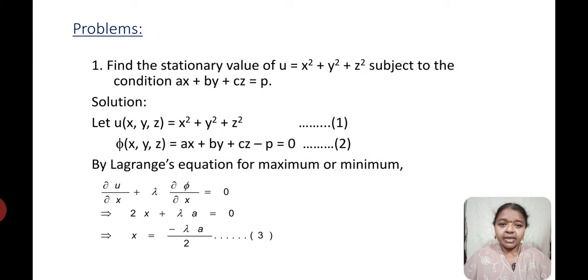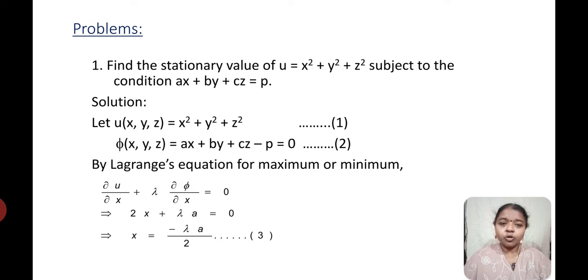So by this I get dou u by dou x plus lambda into dou phi by dou x is equal to 0. You know dou u by dou x is 2x and dou phi by dou x is a. So when I substitute, I get 2x plus lambda a is equal to 0, which on simplification gives me x is equal to minus lambda a by 2.